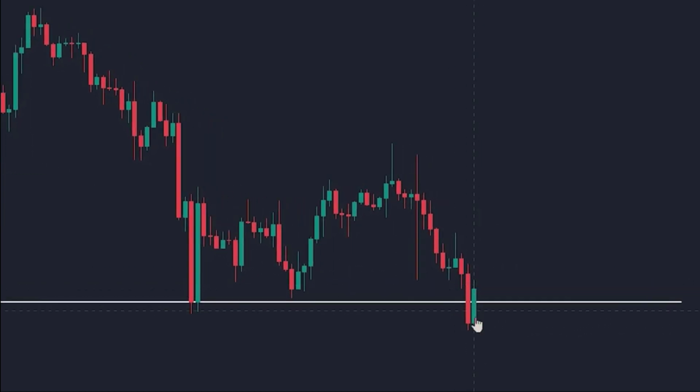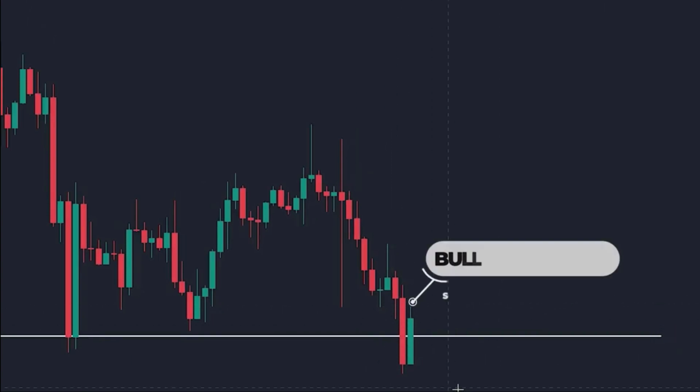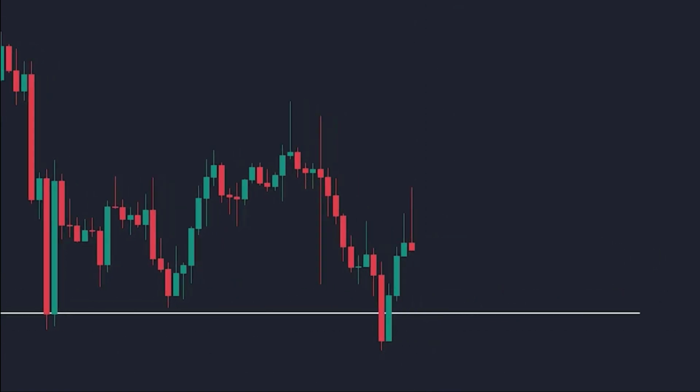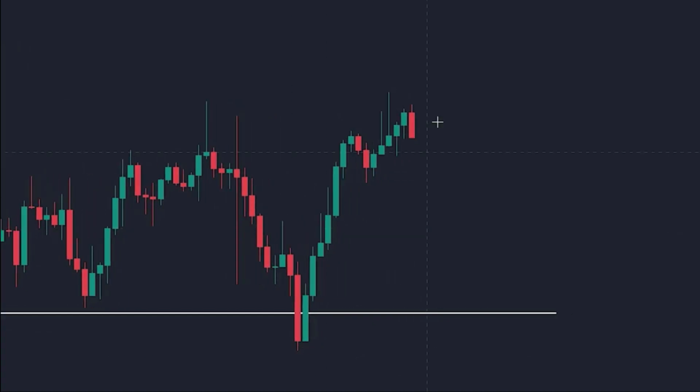This is because we can see that after the price action broke through the support level, a bullish inside bar formed, indicating that the sellers are not interested in selling any longer, meaning that the sellers are no longer in control. Therefore, we know that the support level is still valid and that there is a high likelihood of the price action moving in the bullish direction.